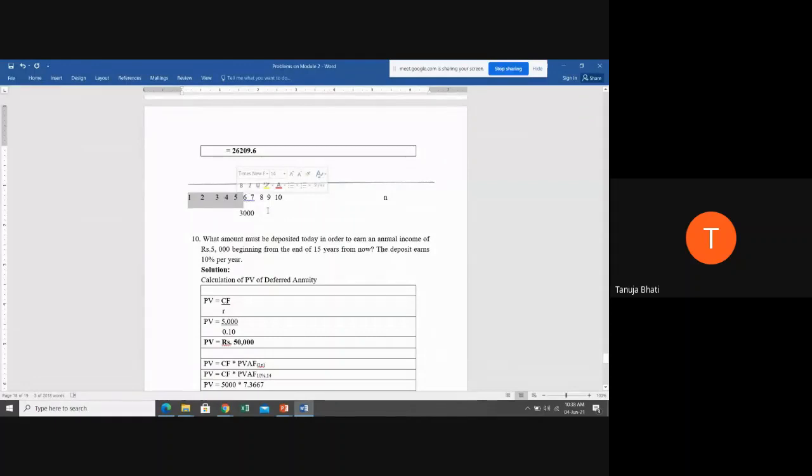Cash flow into present value annuity factor. Now what is going to be the present value annuity factor? You require I and N. Now N is going to be how much? N is 5 years, and I is 10%.